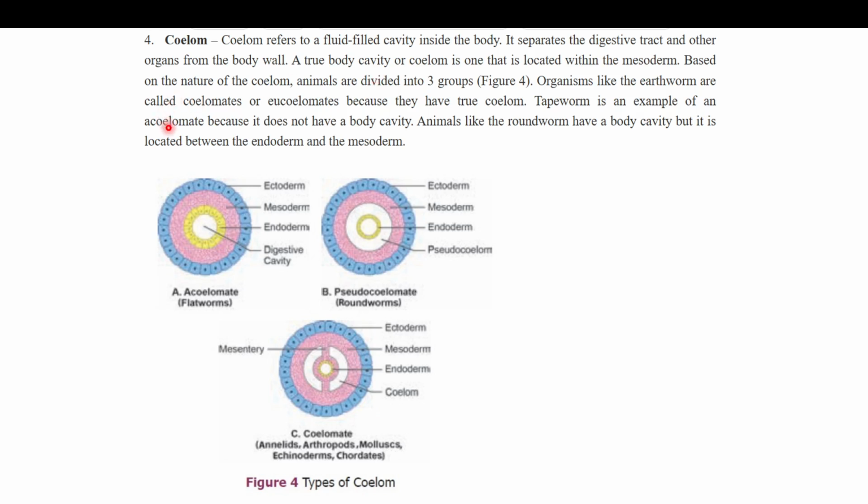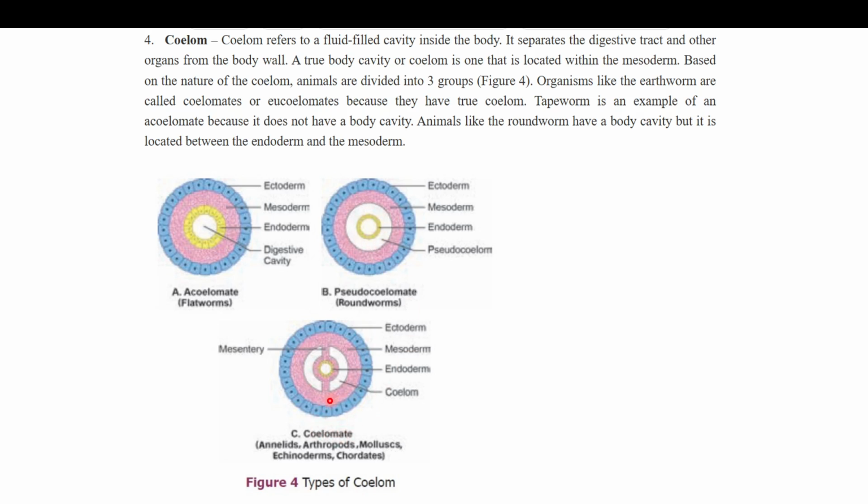Tapeworm is an example of an acoelomate because it does not have a body cavity. Here, this is the outer layer, this is the middle layer, which is an undifferentiated mesoderm, and the endoderm is there. However, in a pseudocoelomate, the ectoderm is lined by the mesodermal layer, and the endoderm is separated, but it is not really lined by any other layer here.